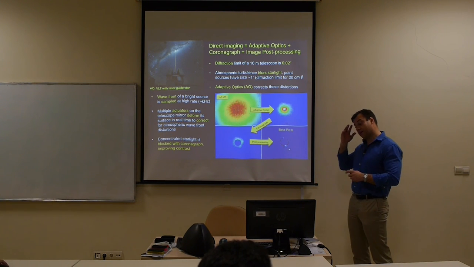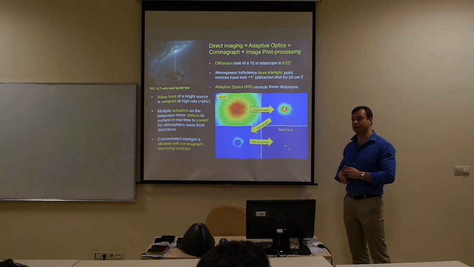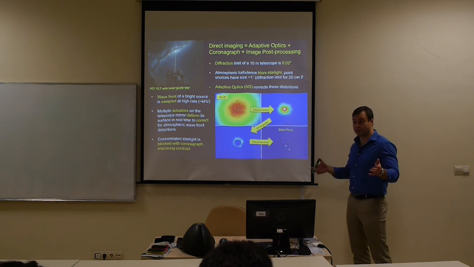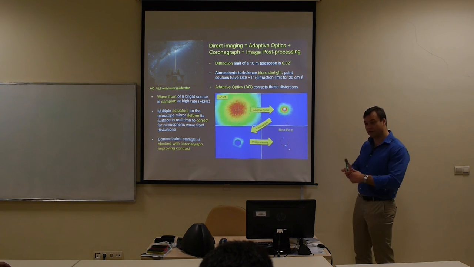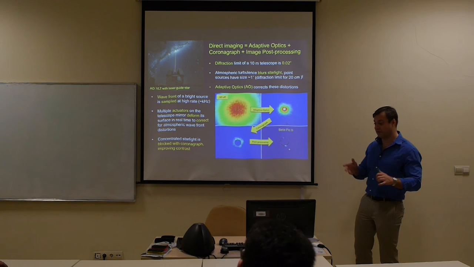Oh, it's Keck and the Very Large Telescope, the European one in Chile. So these are the biggest ones. But effectively all of them, like the Subaru telescope has adaptive optics, the Gemini telescope has adaptive optics, all of them.